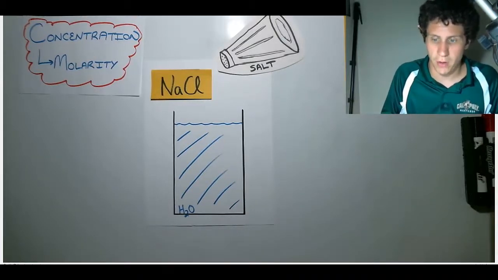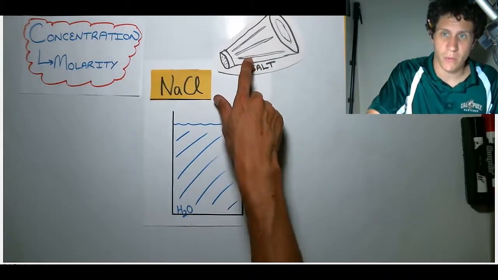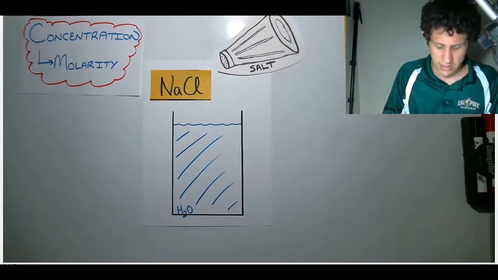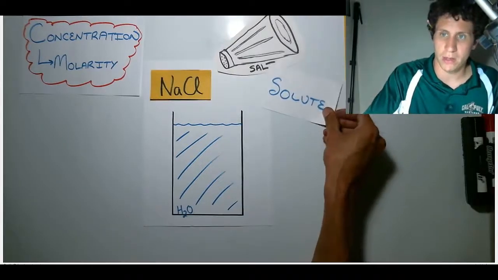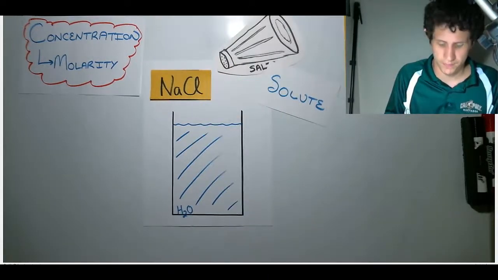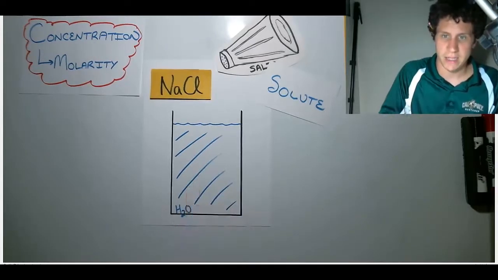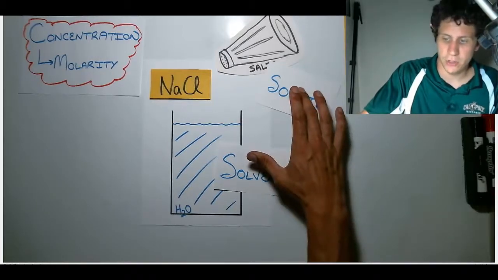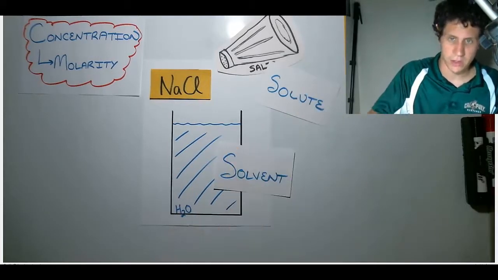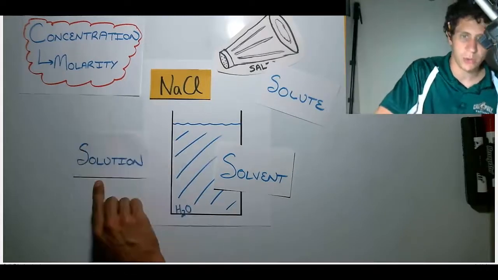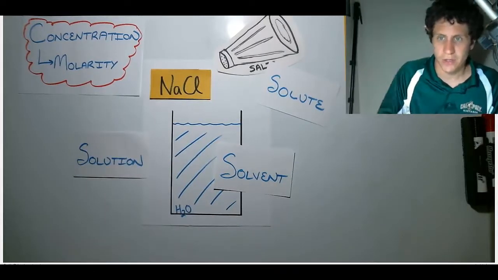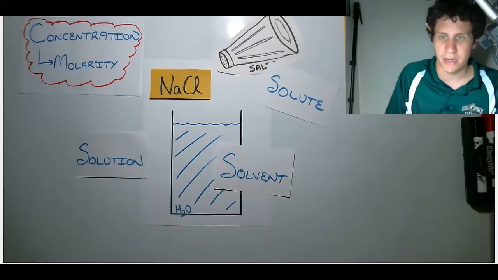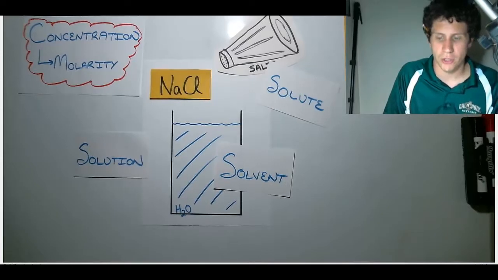Now we have some vocab that goes along with this. First, we have the thing that we are dissolving, the thing we're putting into our liquid here. That is what we call the solute. The solute is what you would dissolve. We have the thing you dissolve it in, in this case the water. That's going to be our solvent. And together, the solute and the solvent, once it's all dissolved, make a solution. So the solute is dissolved by the solvent to make a solution. Kind of got a lot of S's to keep track of, so you've got to get those vocab words straight.